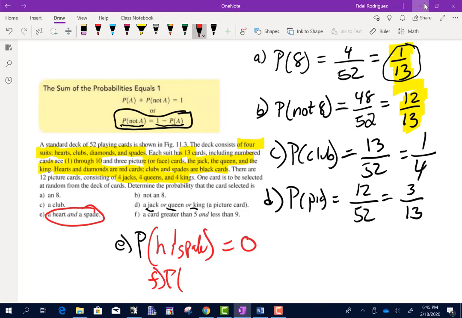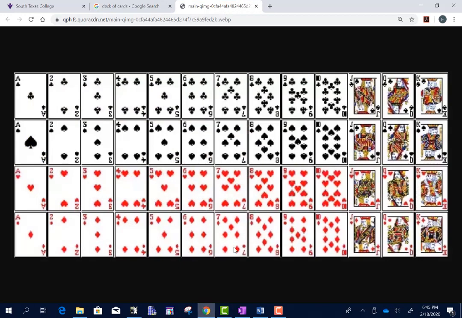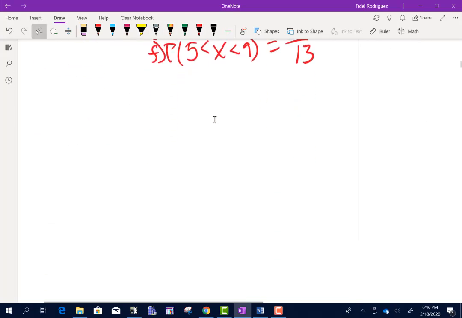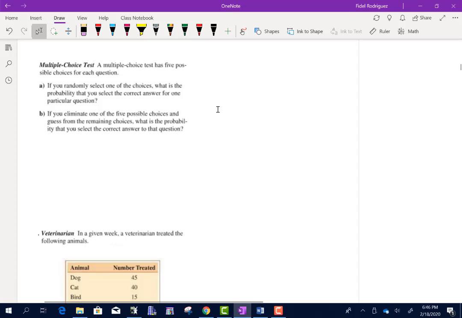Okay. And then part F, what's the probability that we're going to get a card greater than 5 and less than 9? Greater than 5 and less than 9, okay? So I'm going to come back here. Greater than 5 would be 6, 7, 8. Less than 9, I would just have to stop right there. So look, we can do it with just one of the rows. 3 out of the 13, right? There's 13 in any one of those rows, so 3 out of the 13. And let's go here. 3 out of the 13. Okay. All right.